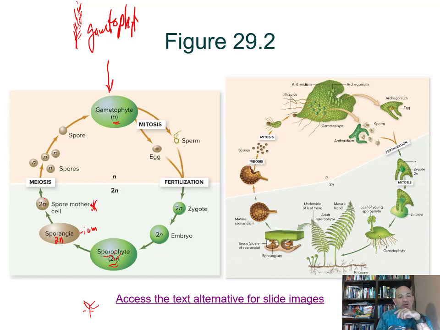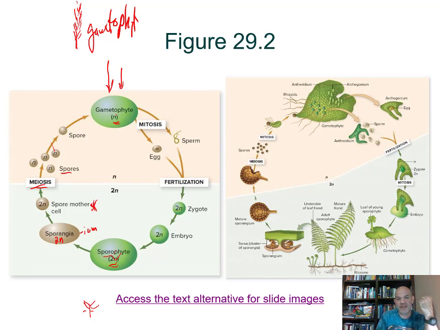Those cells go through meiosis, and when they go through meiosis, each one of those spore mother cells, or sporocytes, produces 4 cells. Each one of those is the first cell of the next generation. These spores get dispersed to other places. They land, they go through mitosis and differentiation to form your next generation gametophyte.